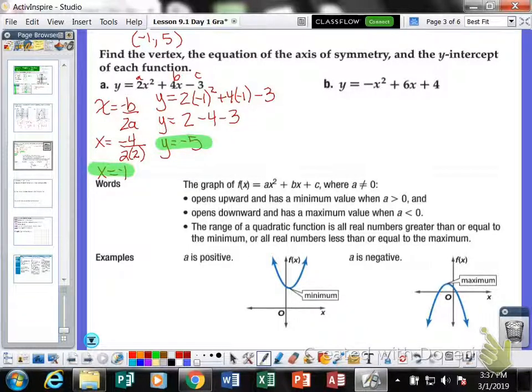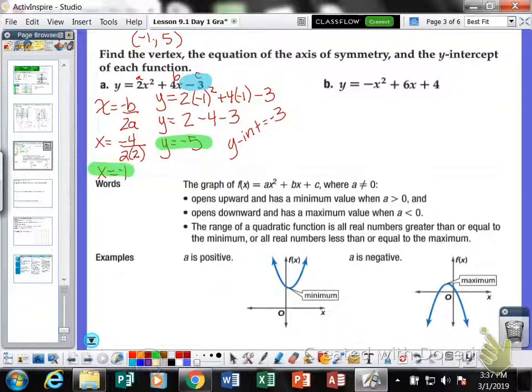And then the last thing I gotta find is the y-intercept, and that's pretty easy. The y-intercept is simply our constant, right there, our c. So the y-intercept equals -3. The sign has to go with it. All right, so let's take a look at the next one.